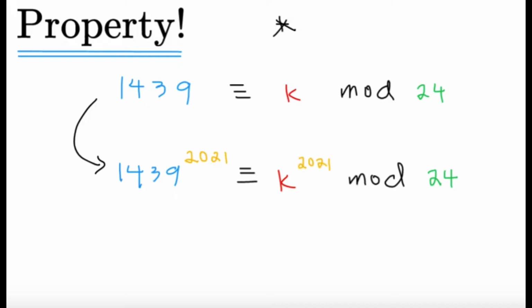Now, let's make some nice observations here, because 24 times 60 is actually equal to 1,440. And I also gave you a while ago that 1439 leaves a remainder of 23 when divided by 24. So for the k here, I can make k equal to 23. Now if k equals 23, I can reduce the given question to this instead: what's the remainder when 23 raised to 2021 is divided by 24?